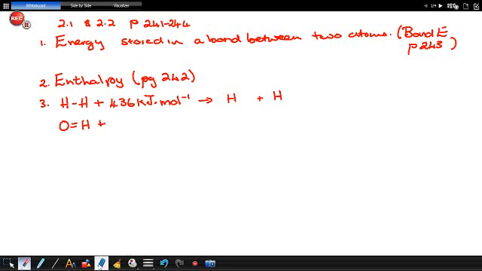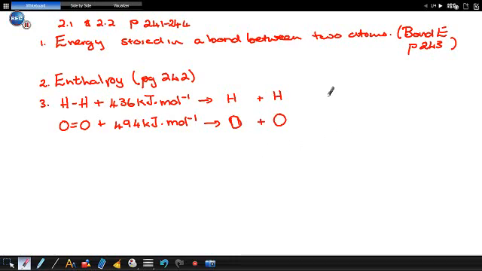So there's a mistake here as well. So in the O double bond O bond, you need 494 kilojoules of energy for 1 mole of oxygen to break up the oxygen molecule into 2 atoms.